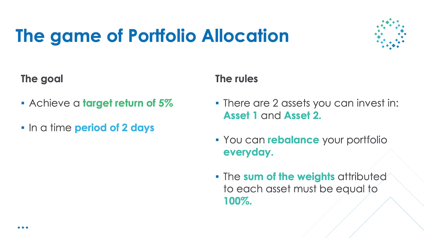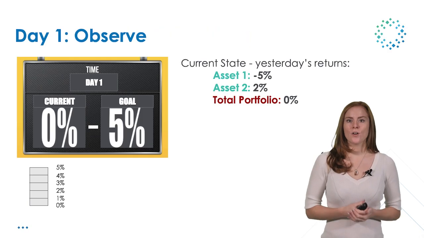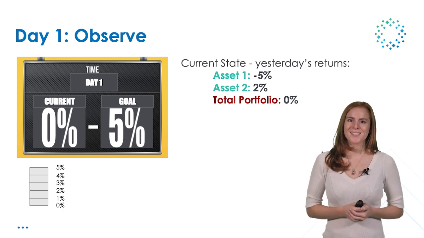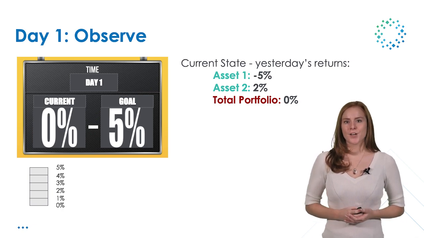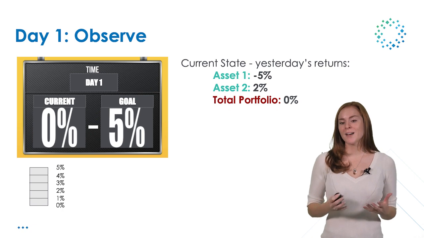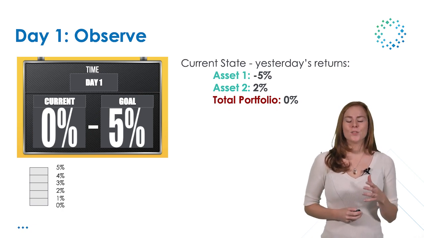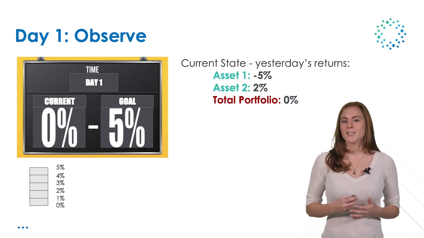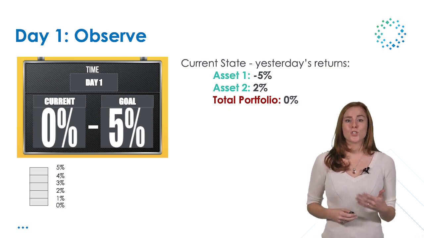Now let's play a hypothetical game. We're at the beginning of day 1. So what we have to do at this point is observe the current state of the market. What we're seeing here is that yesterday's returns were minus 5% for asset 1 and 2% for asset 2. So far, total portfolio return is 0%, which is normal because we just started playing.